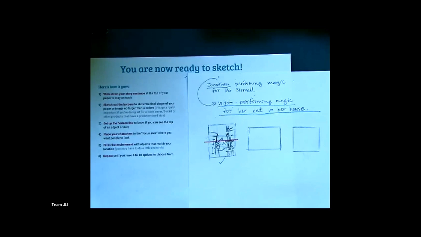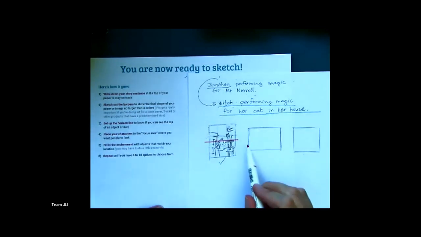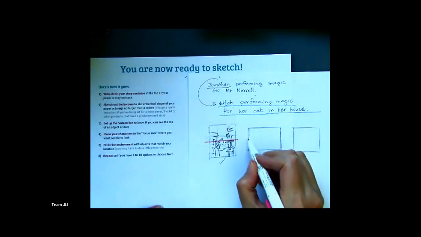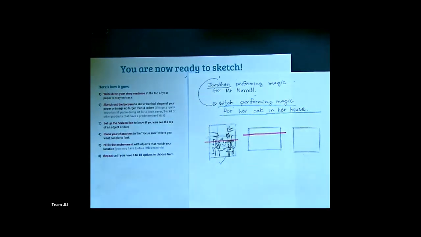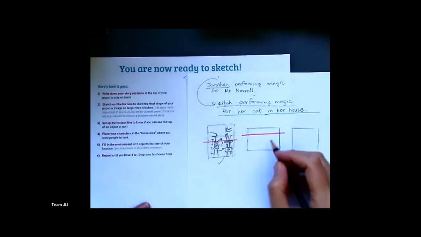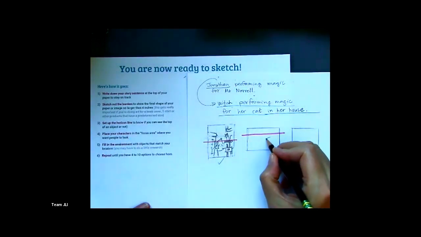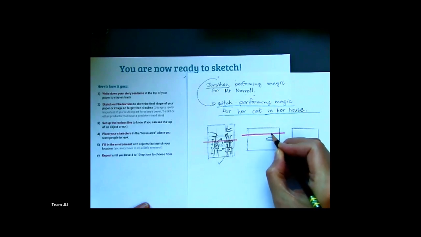So after you do your little doodle, you're gonna do it again. Repeat it until you have 4 options to 10 options to choose from. Michaela's got an advantage on us because she can copy and paste, and just tweak things. So on this next one, I'm just going to use my horizontal one, put my horizon line higher. So that means I can see the top of the cat tower. My cat sitting there.